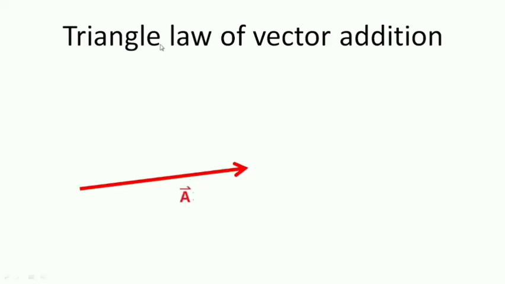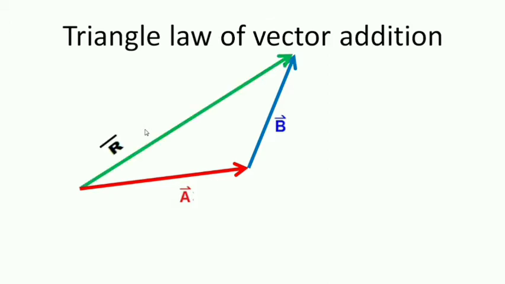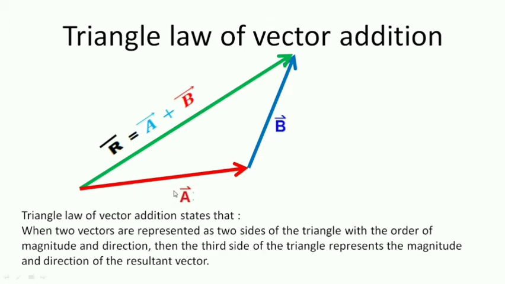Suppose I have a vector A like this, and suppose this is vector B, and these two vectors are making two sides of a triangle. Then the resultant of these two vectors will be given by the third side of the triangle, and this is the triangle law. If two sides of the triangle represent two vectors, then their resultant will be represented by the third side of the triangle. So this is the triangle law.